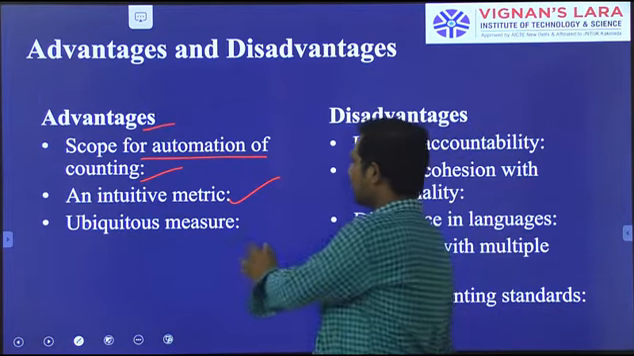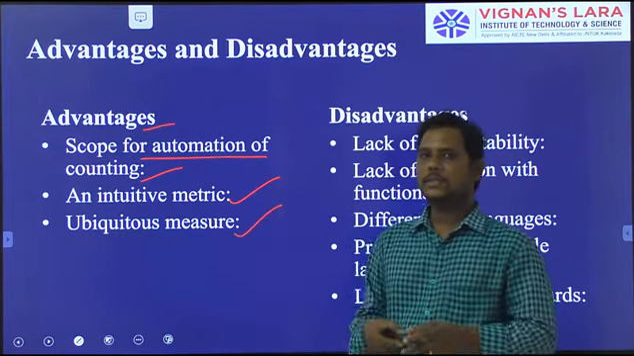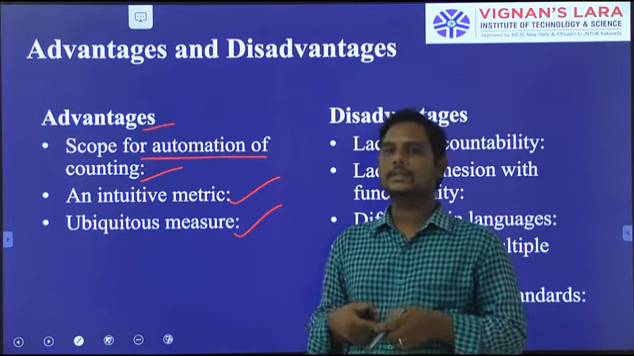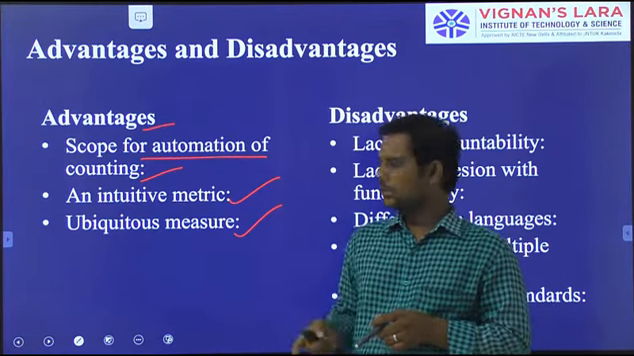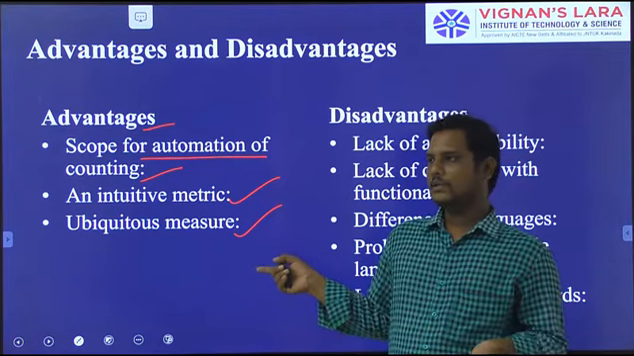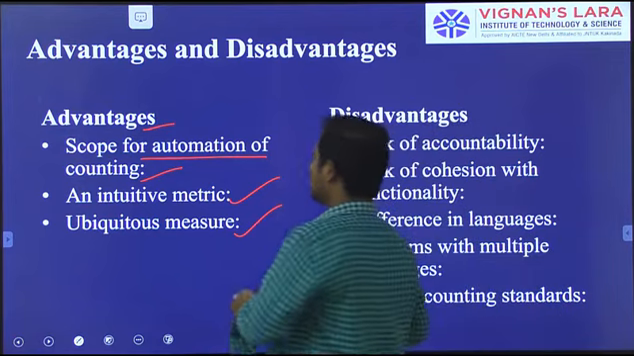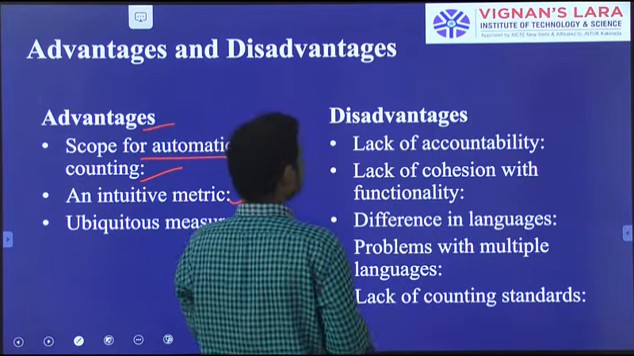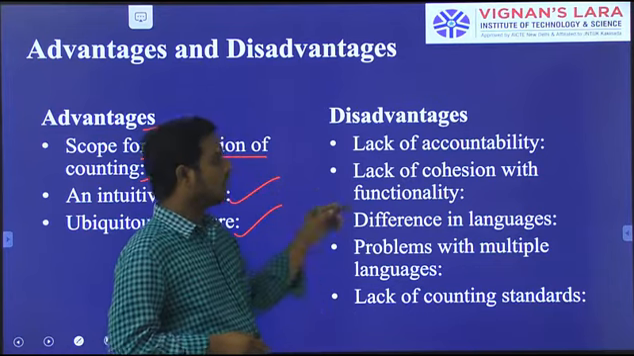Ambiguous measures. Any other additional methods are sometimes considered and sometimes not considered. It depends on the situation. So we are taking ambiguous measures. Now the disadvantage here is lack of accountability.